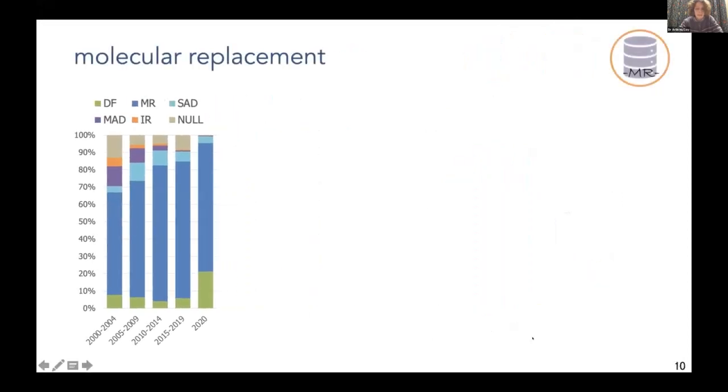So let's take this distribution and get rid of the null, renormalize, and this is where we see that there are 80% of the structures that are solved by difference Fourier or MR over the last 20 years, but 95% are solved last year by MR.